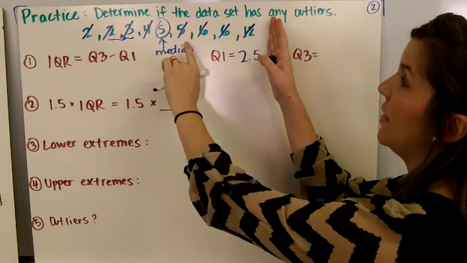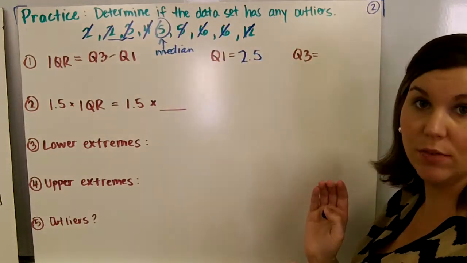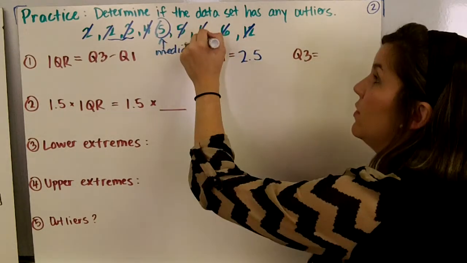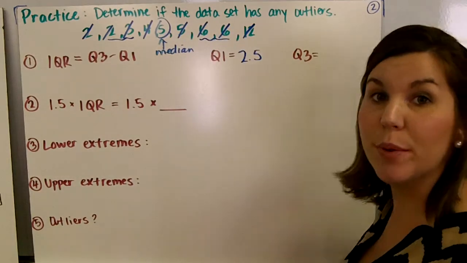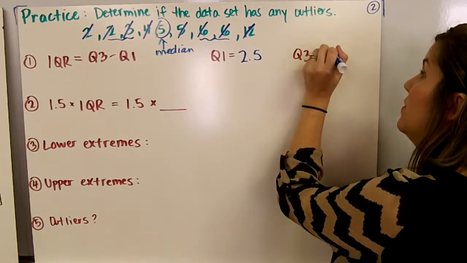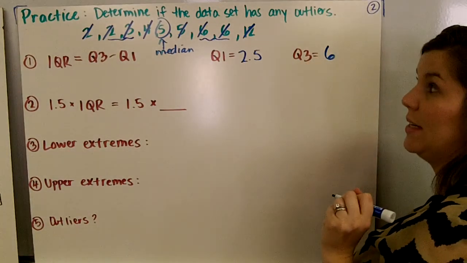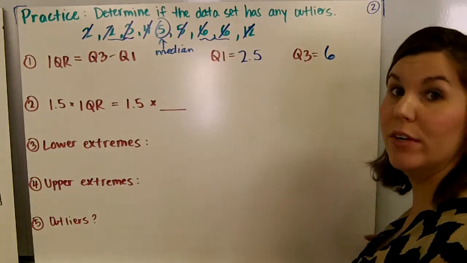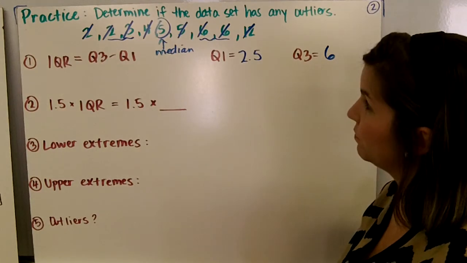Look at this set of data, 5, 6, 6, and 12. Find the median here. This will give you Q3. So 6 and 6 are both in the middle. 6 plus 6 is 12, and half of 12 is 6. So Q3 is 6. Again, it's the average of those two.